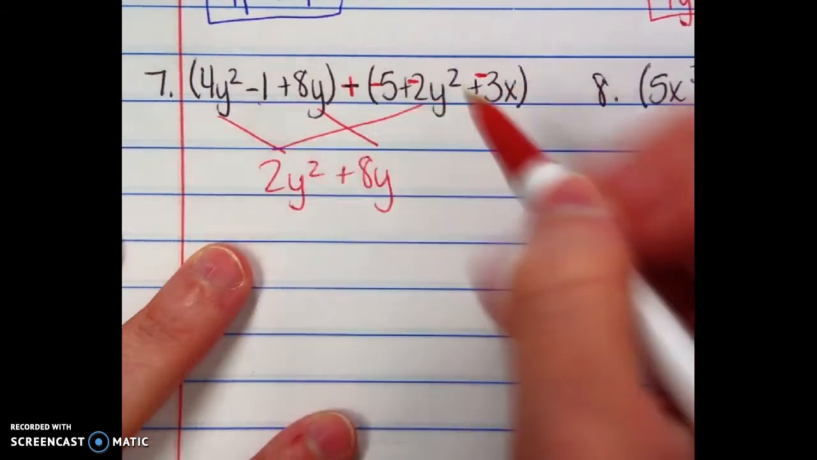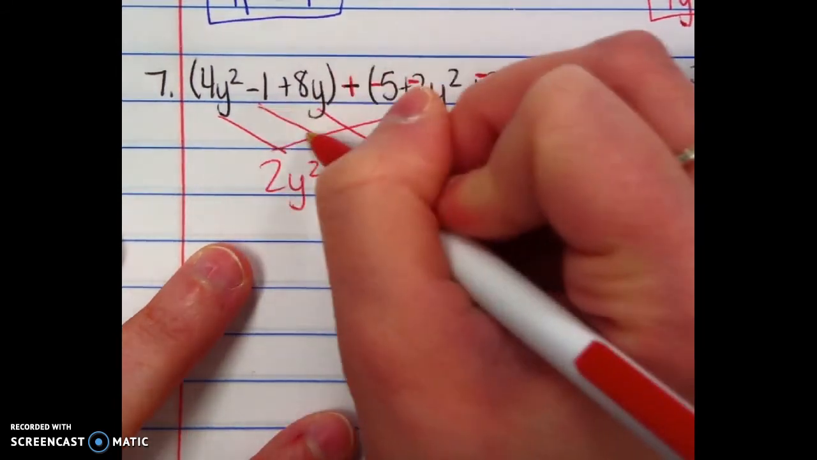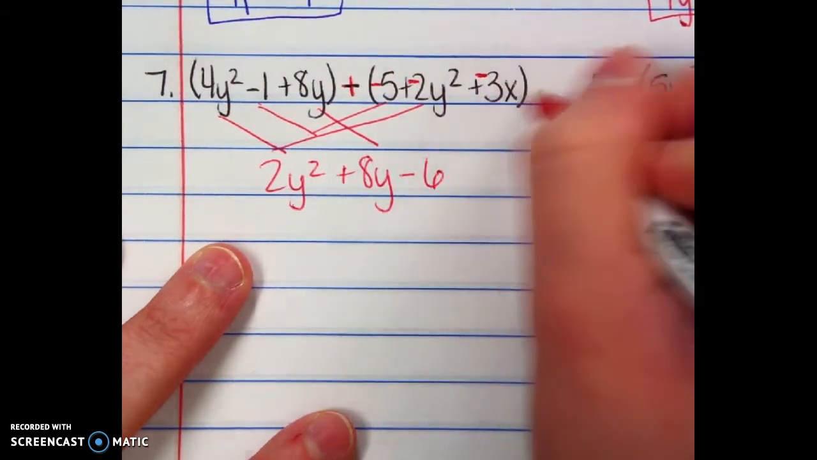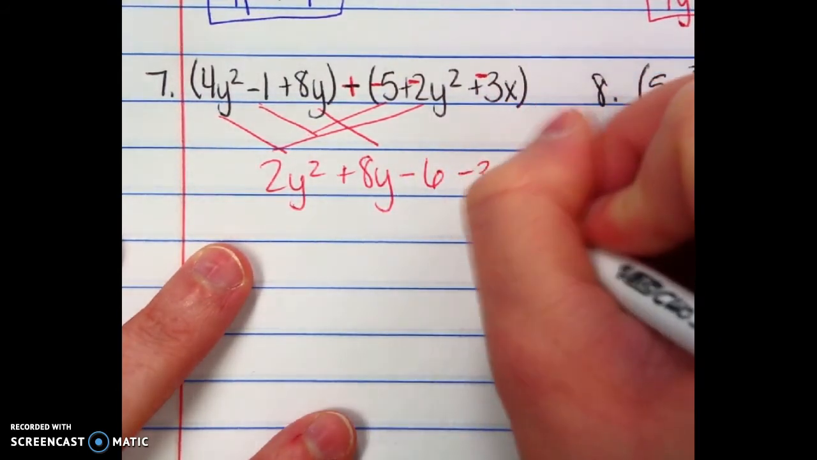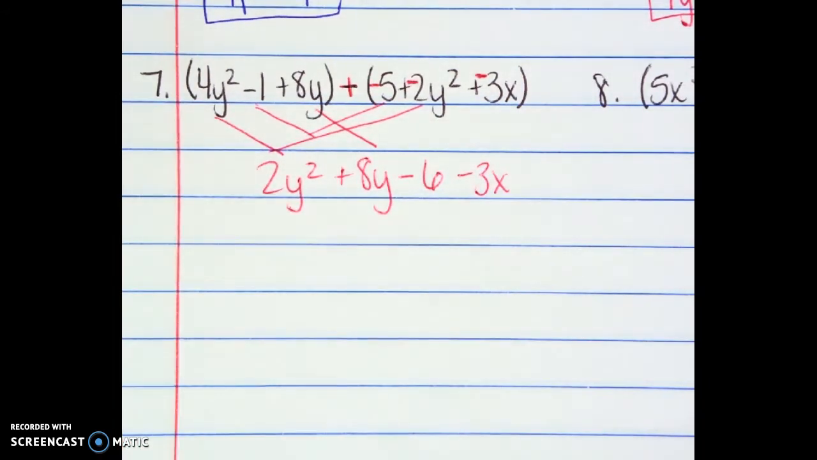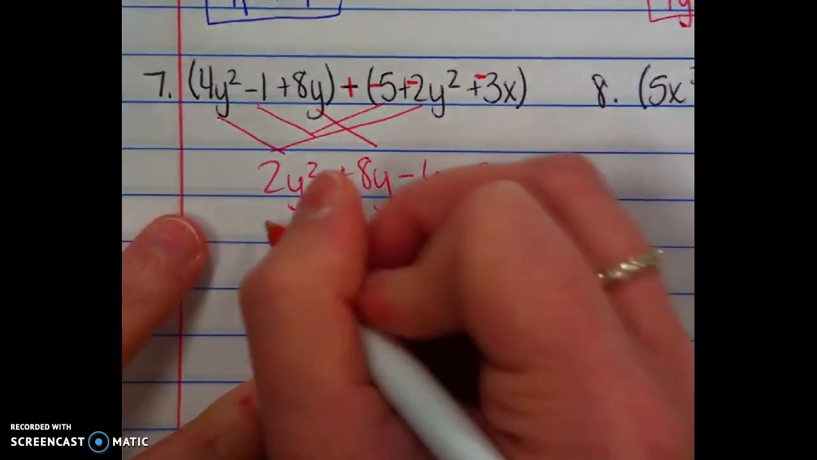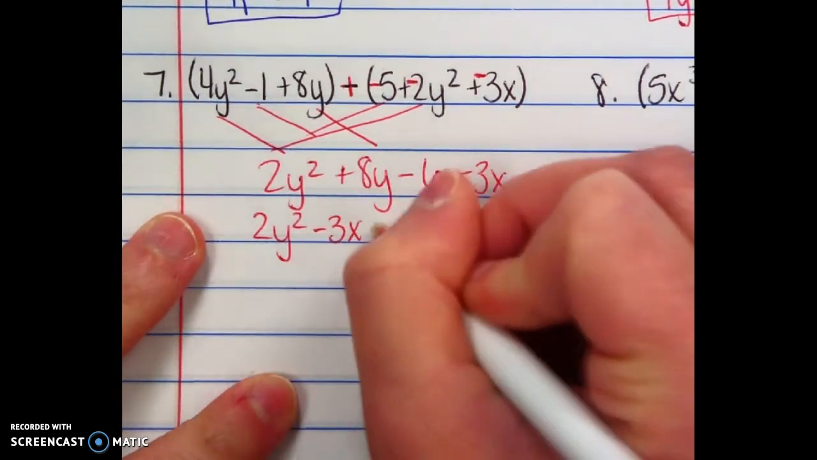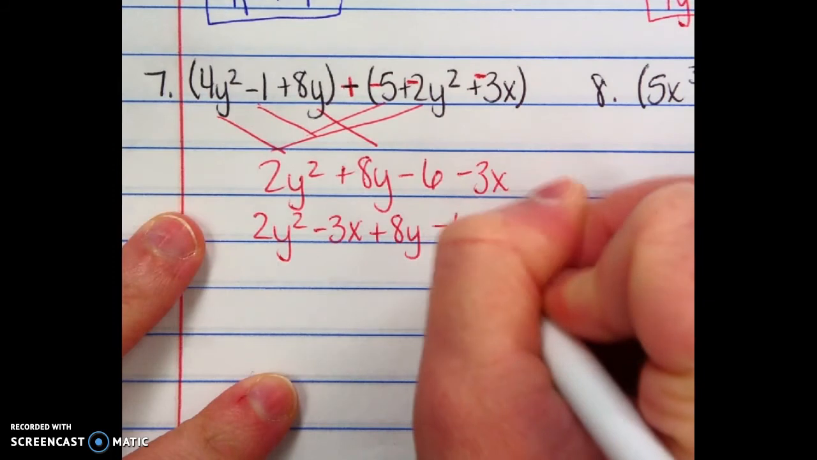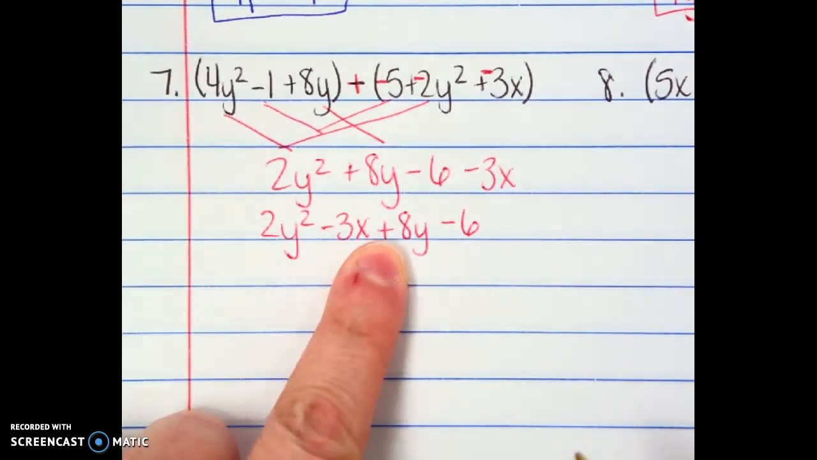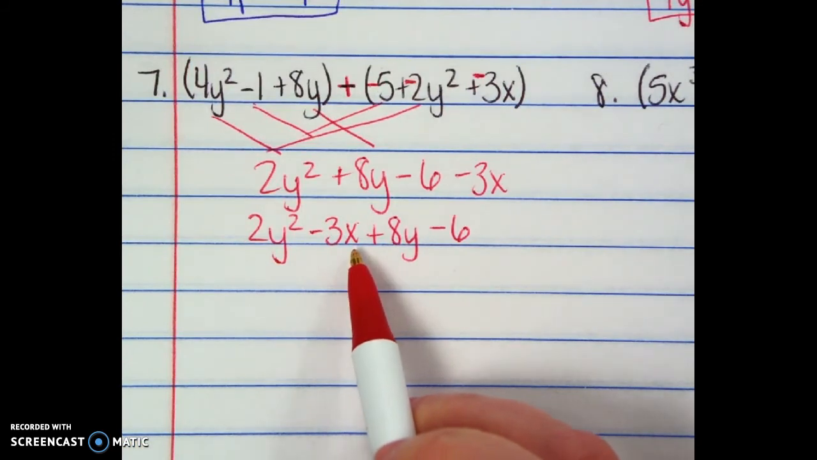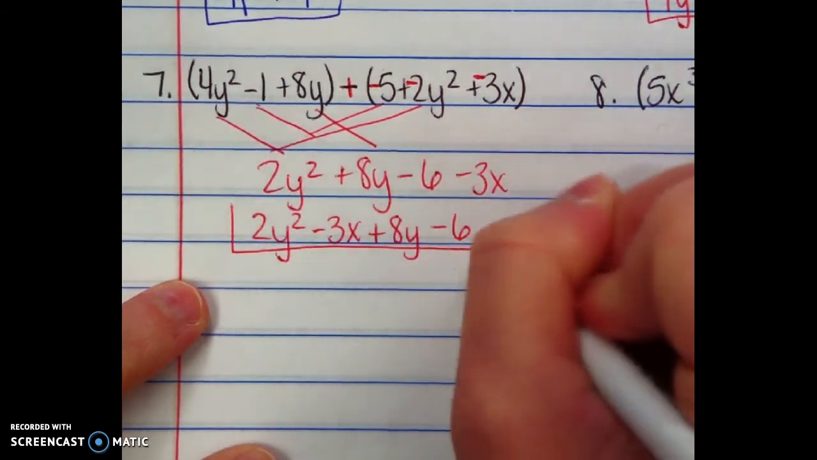The negative 1 plus negative 5 is negative 6. And then I have that random minus 3x that doesn't have a buddy either. I'm going to fix this so it's in standard form. 2y squared minus 3x plus 8y minus 6. Now the x has to come first here. I know both of them have a degree of 1, but if they both have the same degree, you go in alphabetical order. So there's that one.